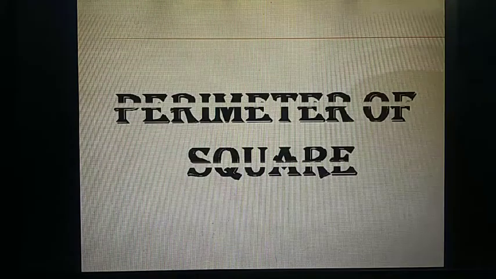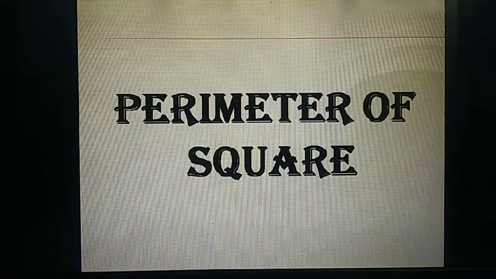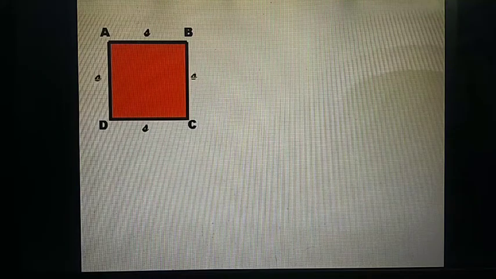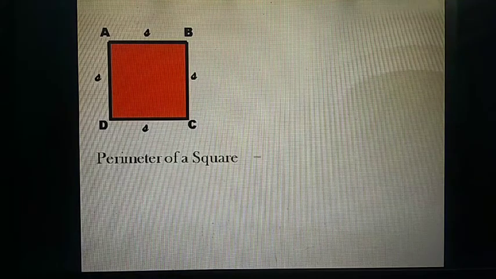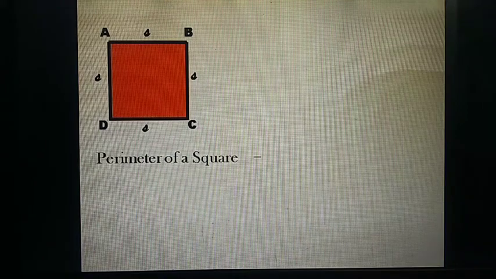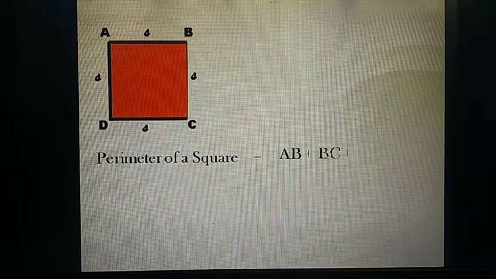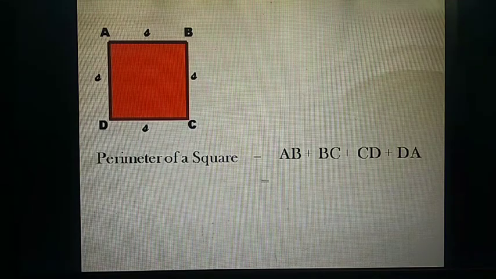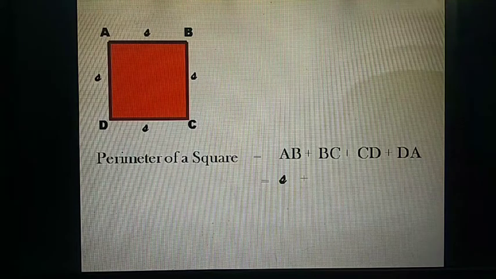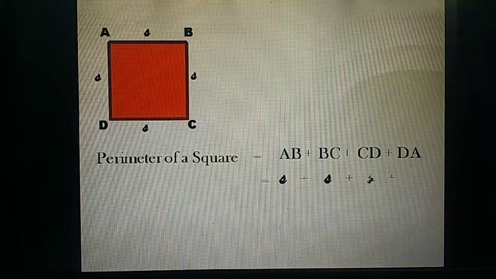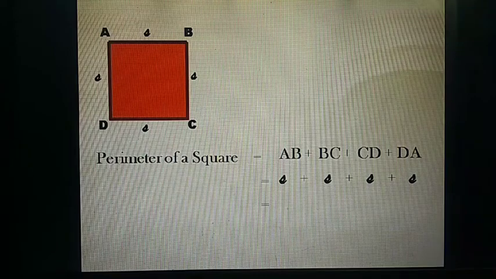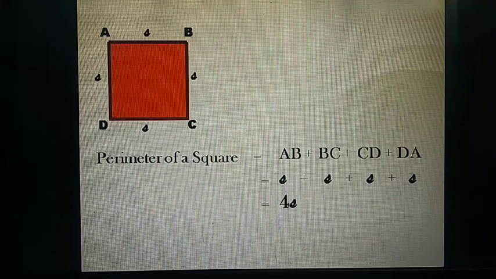Next, perimeter of a square. A square is again a shape made up of 4 line segments, but here all the sides are equal. For the perimeter of a square, again add all the sides one by one to get the total boundary length. Here the values of all the sides are equal. Adding them all, the general formula for perimeter of a square will be 4s.